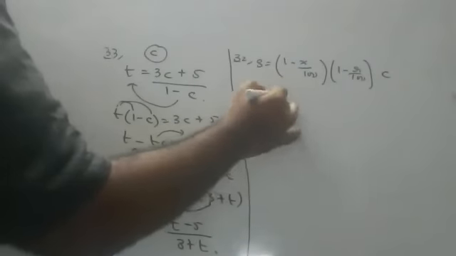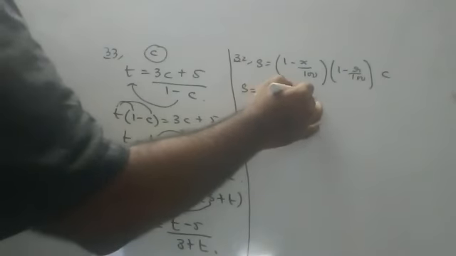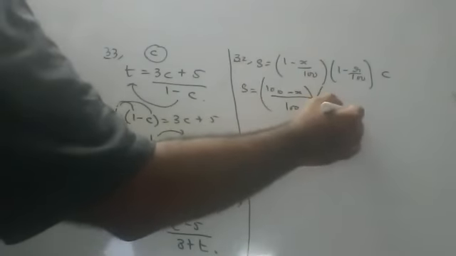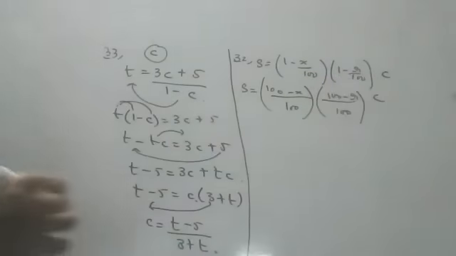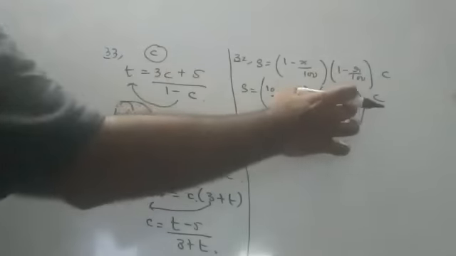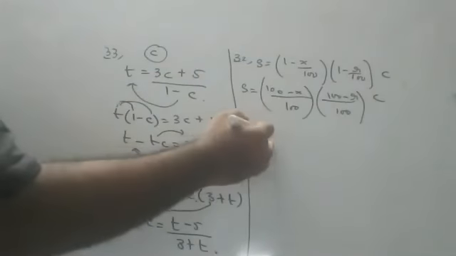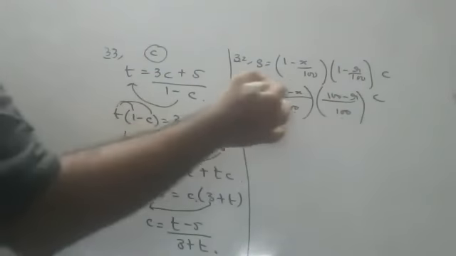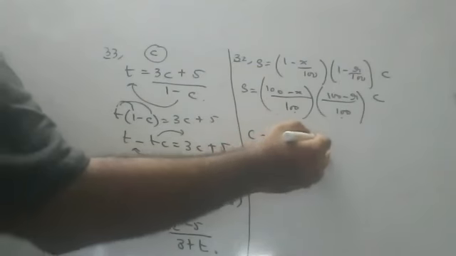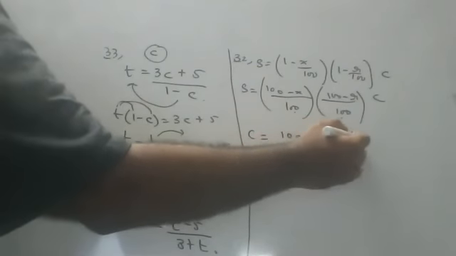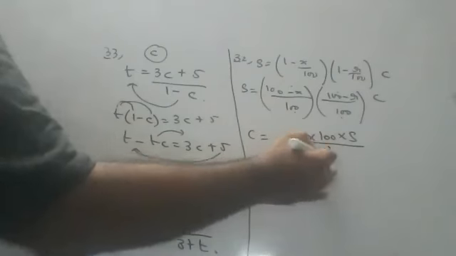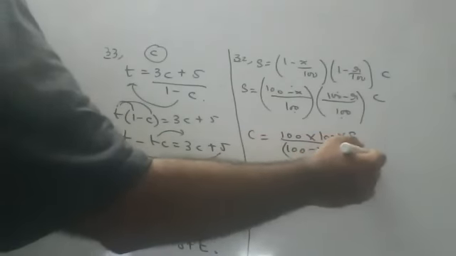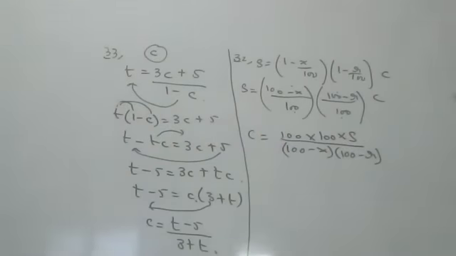100 is the LCM, children. So 100 minus x. Okay, 100 is the LCM, children. So 100 minus r. C should be the subject, means we should make C alone. C alone means C you keep here, remaining all these things you bring here. So C is equal to, down one will go up, 100 into 100 into S. Up one will go down, 100 minus X into 100 minus R. That's it. Over, children.